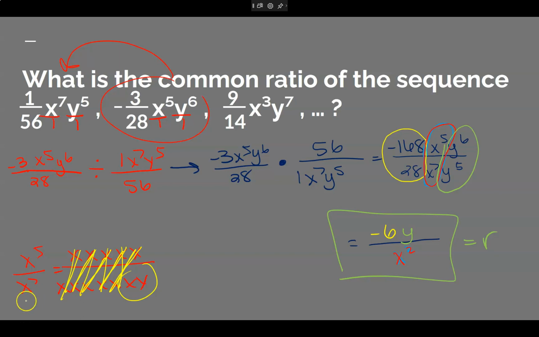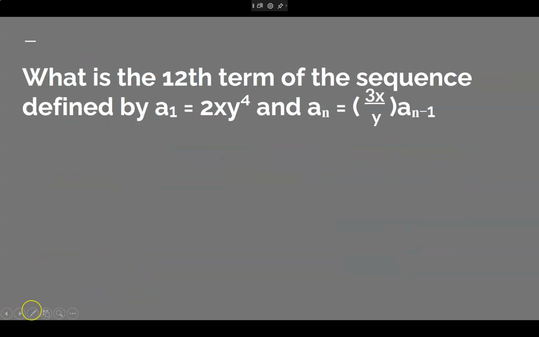Okay. It's all math. This is pattern. All right, last one. And this guy is going to help you with the last problem on your homework today. So what is the 12th term of a sequence defined by a1 equals 2x to the 4th over y... and a_n equals 3x over y times a_(n-1)? All right, so we need to find the 12th term, right?